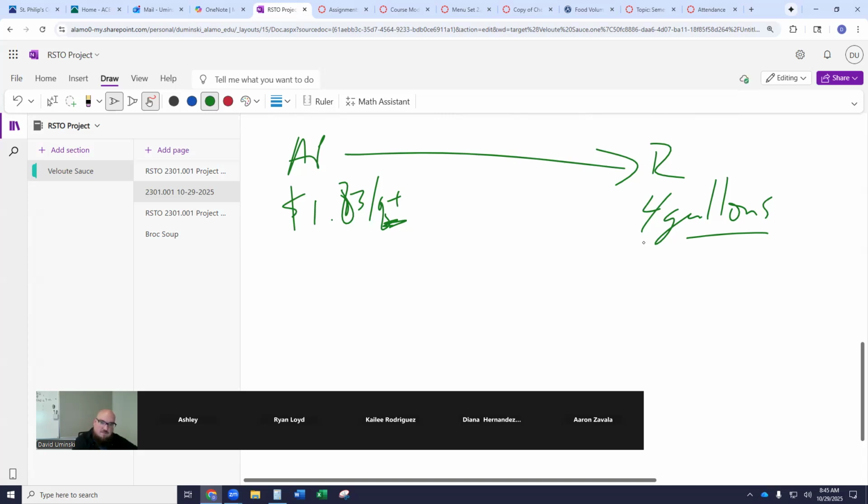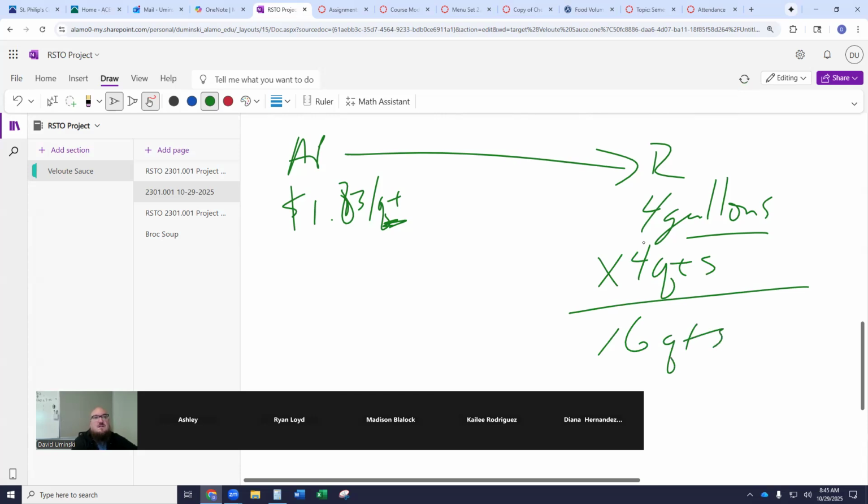We do division. No, we're not going to divide right now. How many quarts are in a gallon? It's just four. There's 4 quarts in a gallon, right? So I'm going to multiply 4 gallons by 4 quarts, and that is equal to 16 quarts. So now my units match, right?